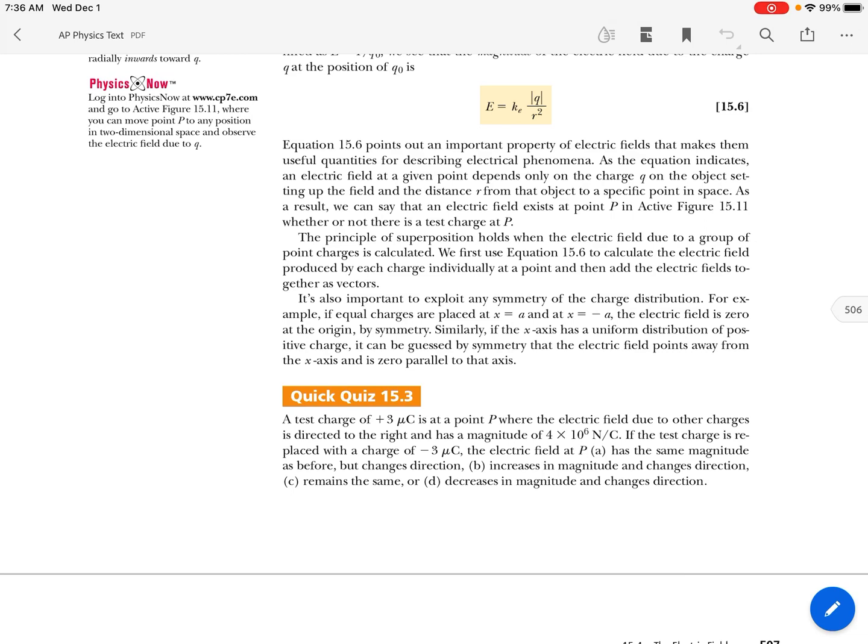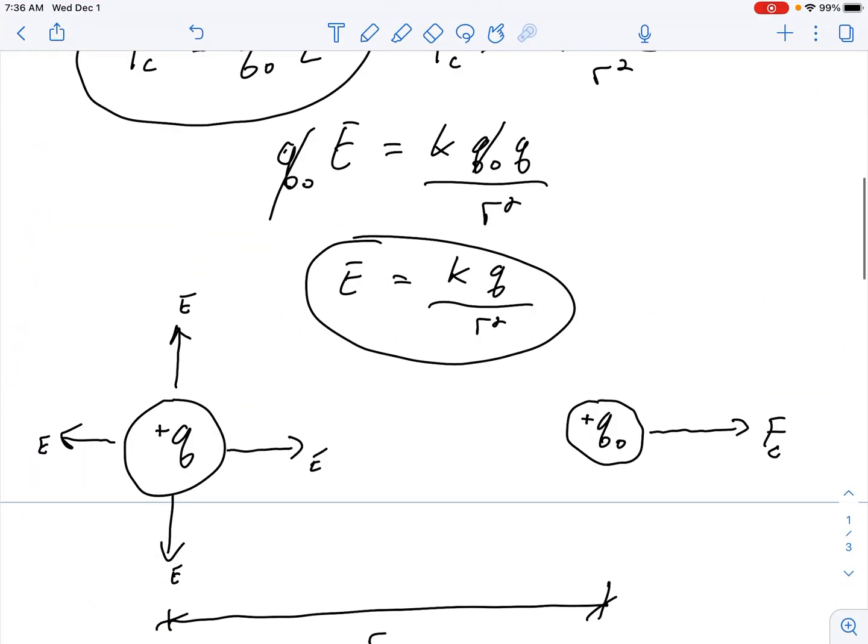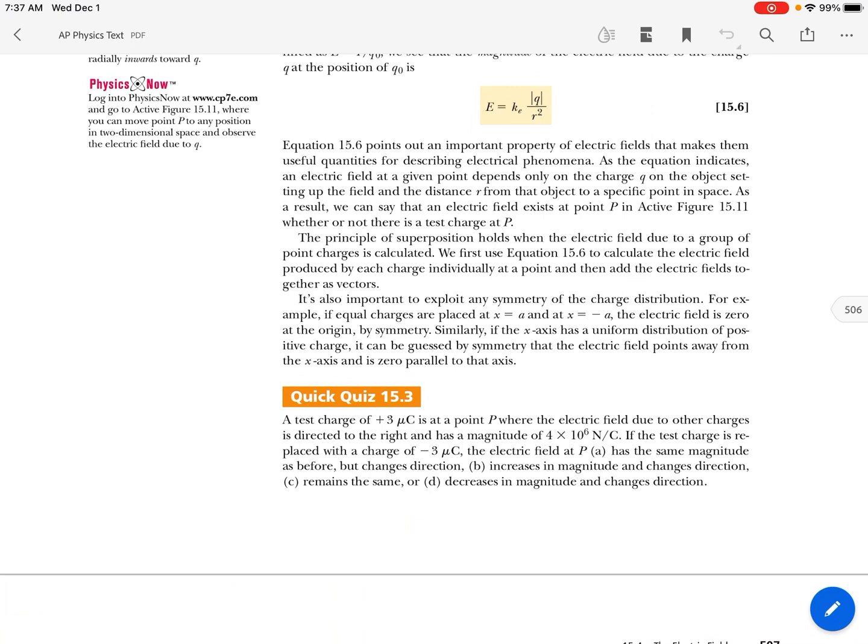Well, if we replace the charge that's feeling the force, nothing happens to the field. What this problem is asking is, if I take this charge and change it with another charge, what happens to the field? Well, if I take this away, nothing happens to the field. The field does not depend on the test charge. It only depends on what's creating it. So the answer there would be C.